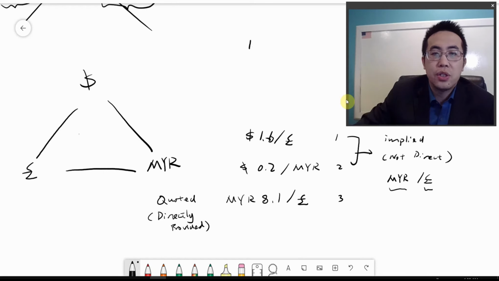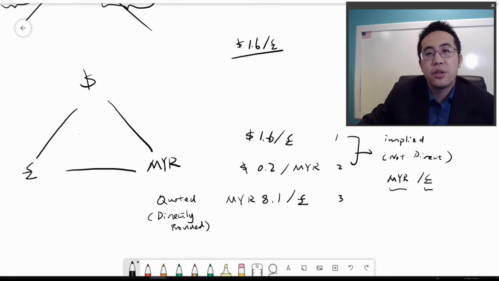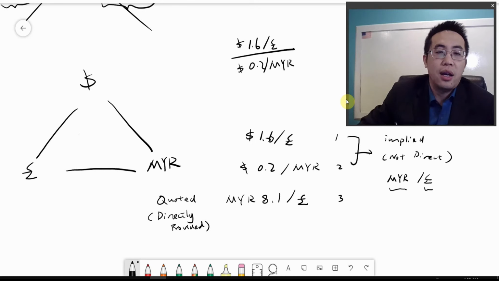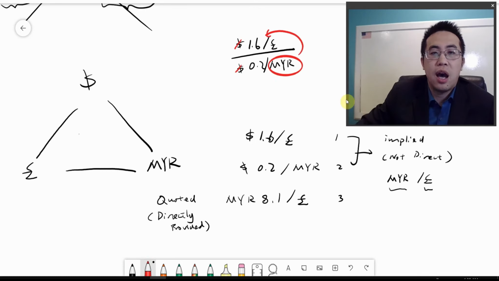So we are going to use the pound exchange rate on the top, given it's an American term or direct quote, and then the ringgit price down the bottom to get the cross rate. You will see that the dollar sign gets canceled, the ringgit sign flips to the top, the pound sign flips to the bottom, and then you will get 8.0 Malaysian ringgit per pound.